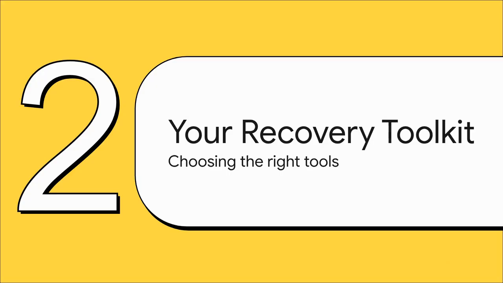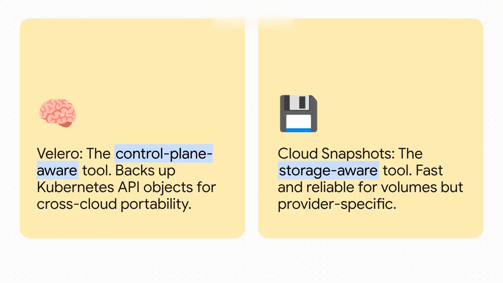So now that we know what to back up, let's move over to our toolkit, because knowing what you need to protect is only half the battle, right? The other half is choosing the right tools for each one of those layers we just talked about. Now, what's really interesting here is the core distinction between these two approaches. On one hand, you have tools like Velero. They're Kubernetes aware. They understand what a deployment is, what a service is. On the other hand, you have cloud-native snapshots. They're storage aware. They can copy disk blocks at incredible speeds, but they have zero clue about the Kubernetes objects that are actually using them.